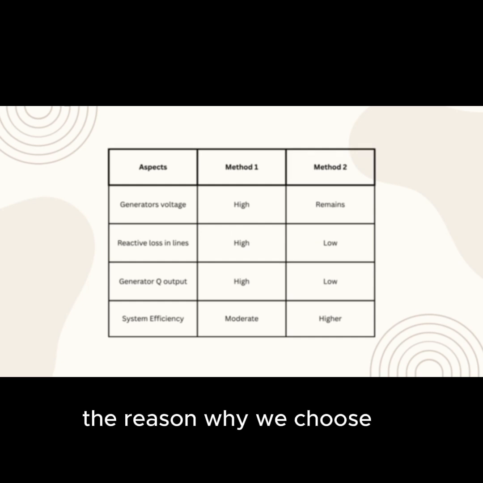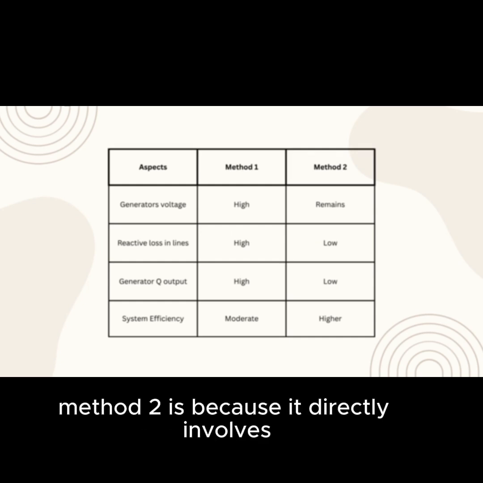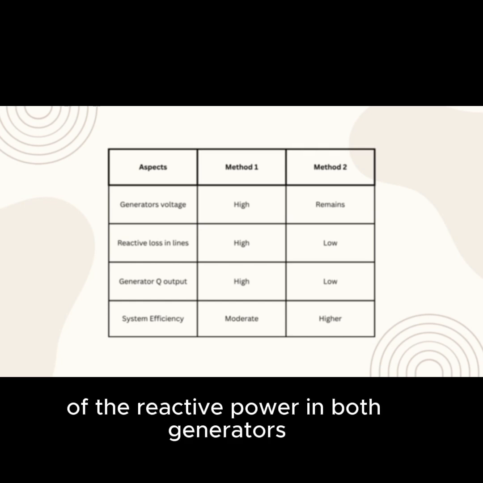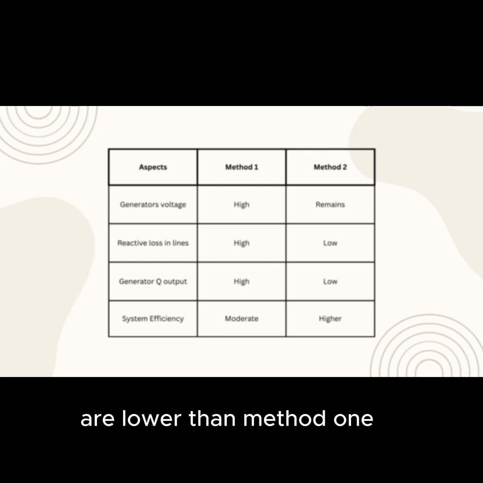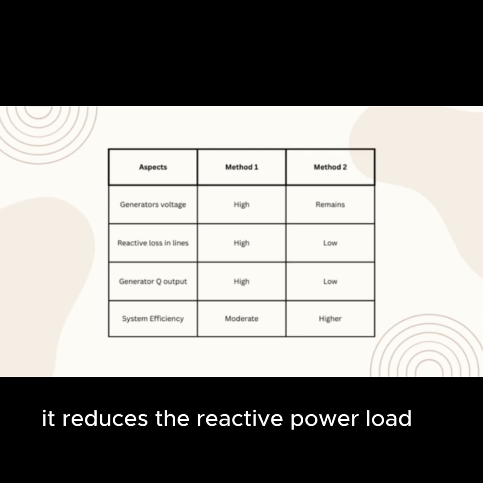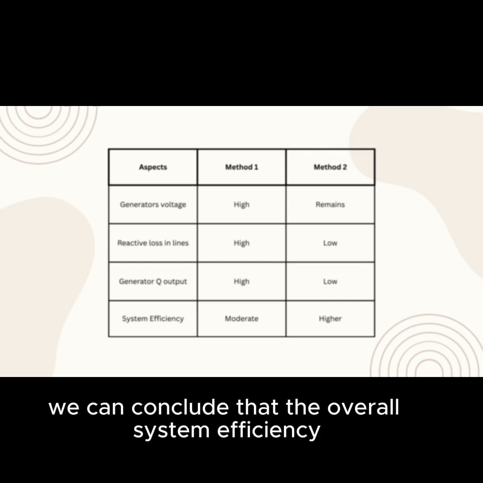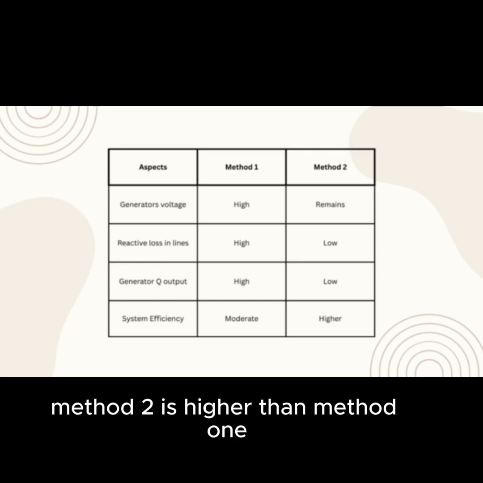The reason why we choose method 2 is because it directly involves bus 4, so the voltages at both generators remain the same, which causes the reactive power output of both generators to be lower than method 1. By adding the shunt capacitance, it reduces the reactive power load by reducing the reactive current in lines. Therefore, we can conclude that the overall system efficiency of method 2 is higher than method 1.